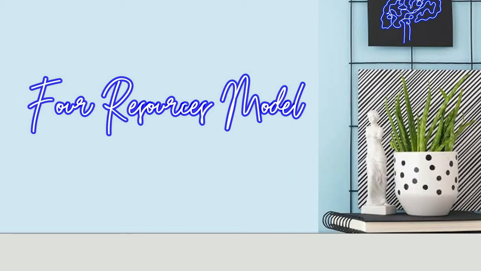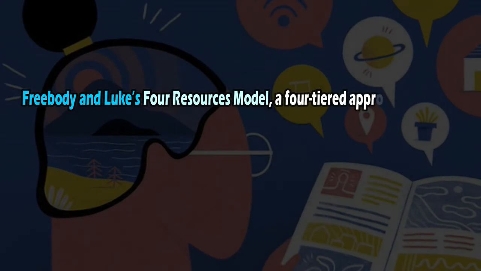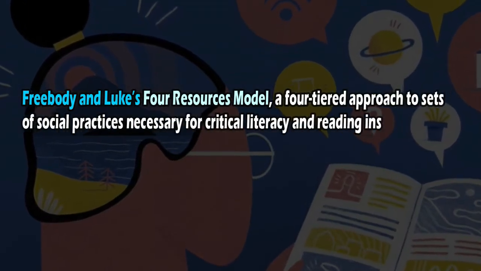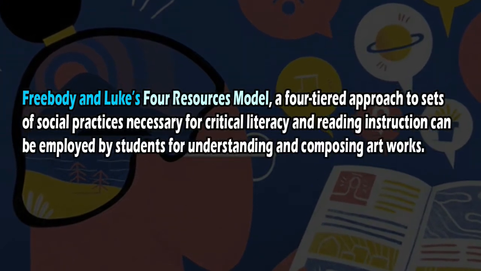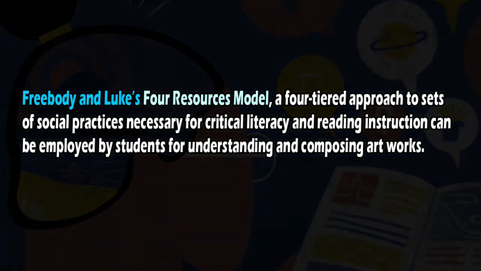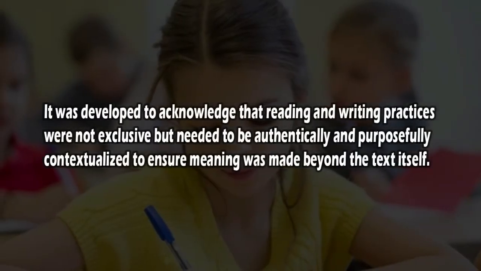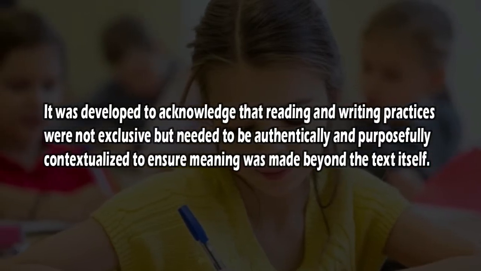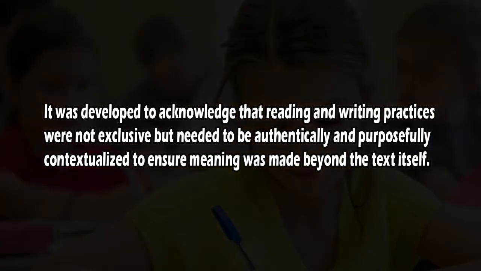The Four Resources Model. Freebody and Luke's Four Resources Model is a four-tiered approach to sets of social practices necessary for critical literacy and reading instruction. It can be employed by students for understanding and composing artworks. It was developed to acknowledge that reading and writing practices were not exclusive but needed to be authentically and purposefully contextualized to ensure meaning was made beyond the text itself.